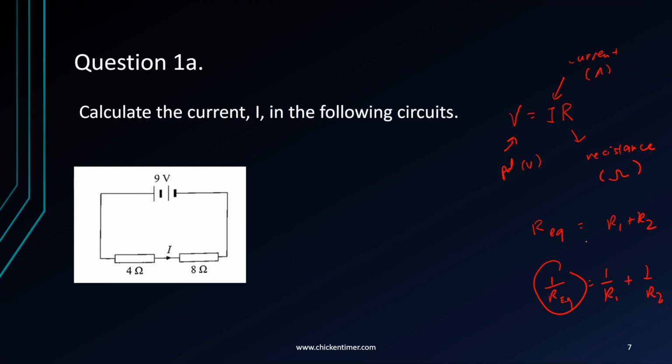So from here, you calculate the current in the circuit. I'll give you some time. Then if you need help, I'll come in again. Where did this come from? 2.25. 9 over 4. Okay.